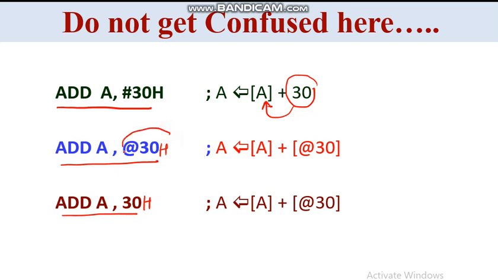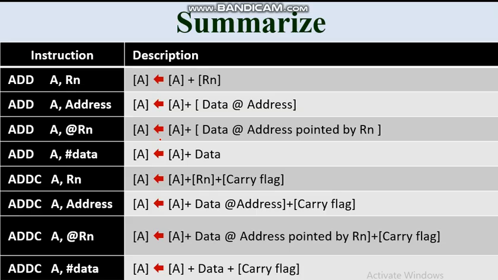Here it is pointing to an address. So go to address 30H, whatever is inside that 30, add with the content of A. And here writing @30H is the same as writing only 30H. So same meaning: go to address 30H, that data will be added with the content of A and the answer will be stored in A itself. So here #30 is data 30, and this is pointing to address 30H. Now let's summarize the previous one.